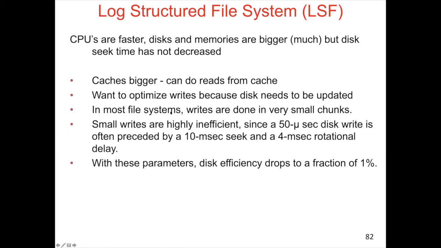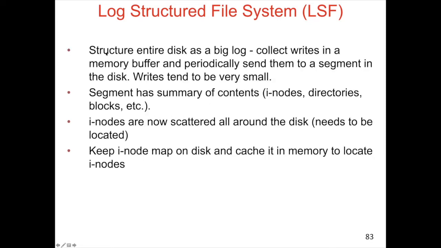In most file systems, writes are done in very small chunks. Small writes are highly inefficient since a 50 microsecond disk write is often preceded by a 10 millisecond seek and a 4 millisecond rotational delay. With these parameters, disk efficiency drops to a fraction of 1%. To make the operation faster, structure the entire disk as a big log, collect writes in a memory buffer, and periodically send them to a segment on the disk.